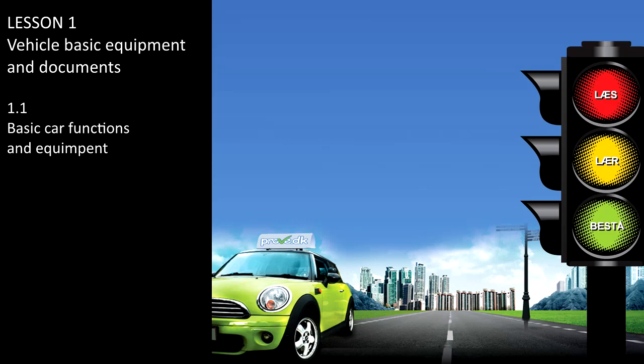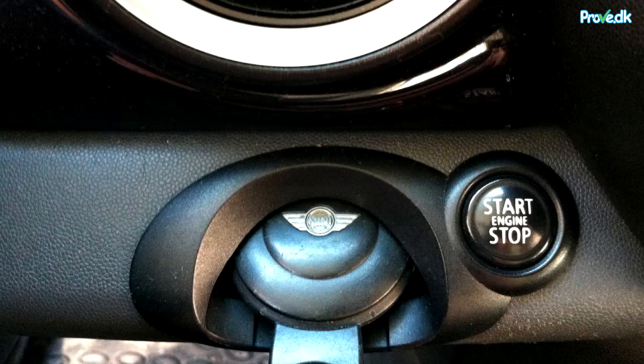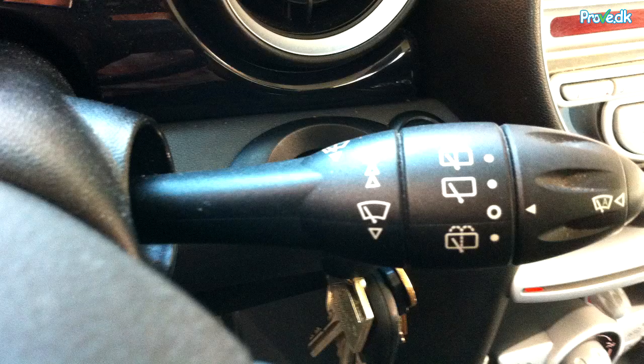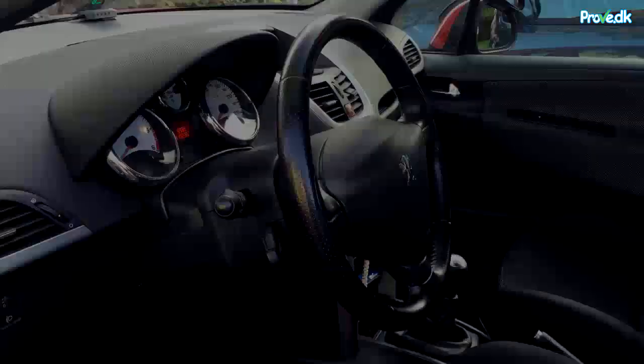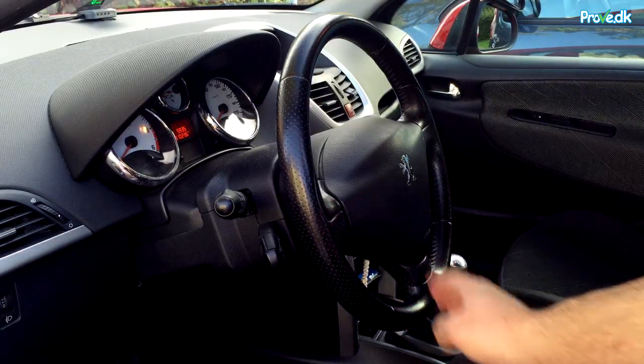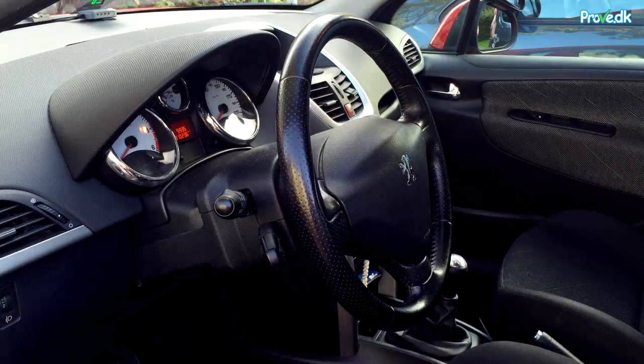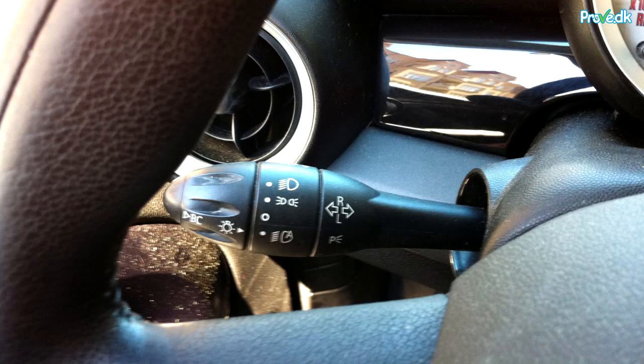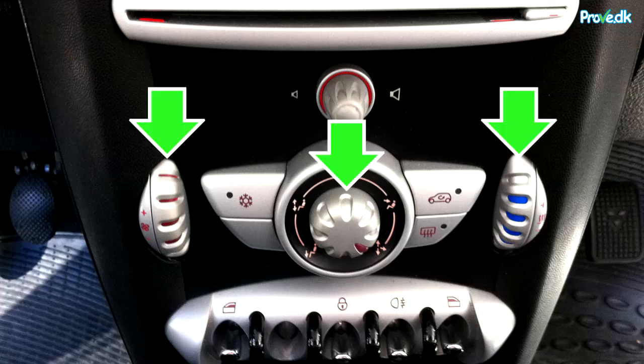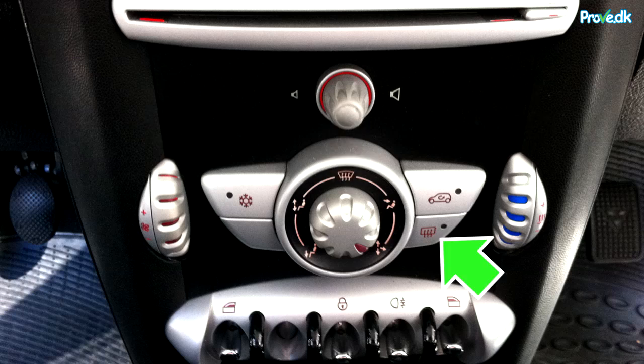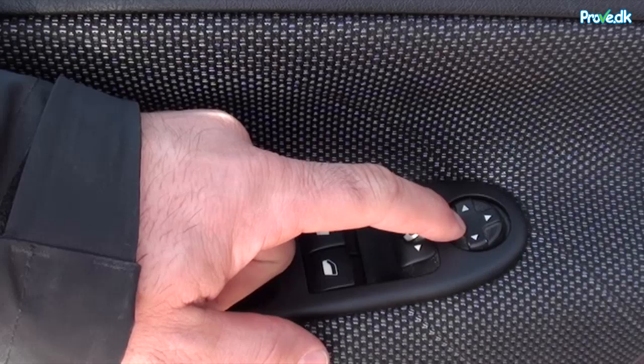Basic car functions and equipment. Unlocking a steering wheel. Starting an engine ignition. Windshield wipers and windshield wiper fluid. Horn. Lights. Air ventilation, heating and rear window heater. Mirror adjustment.